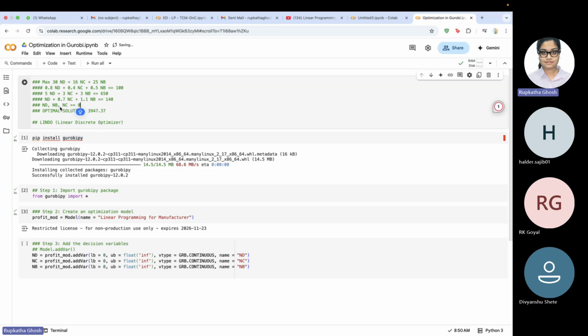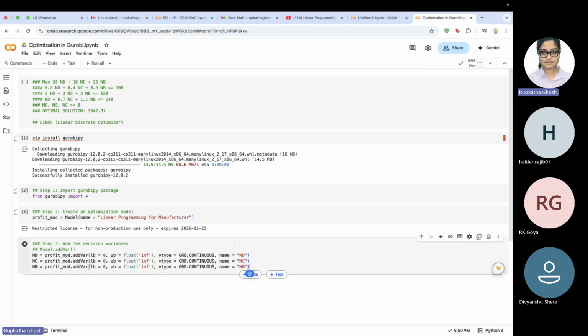But at times, for example, you have to make a decision of whether to open a specific facility in a location or not. Those times, your decision variable would be either 1 or 0. It would be 1 if you're opening a facility, and 0 otherwise. At that time, you will have to specify grb.binary. Otherwise, simply grb.continuous. Mostly we use grb.continuous.